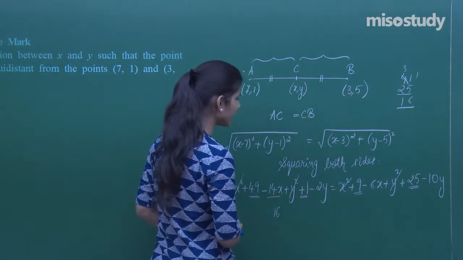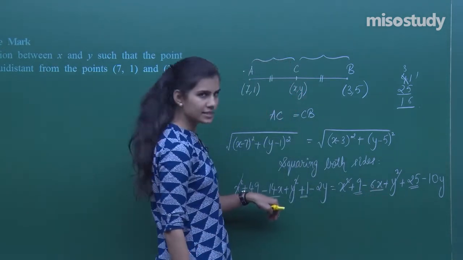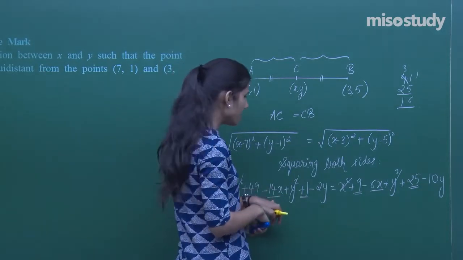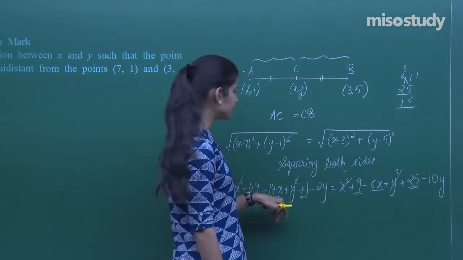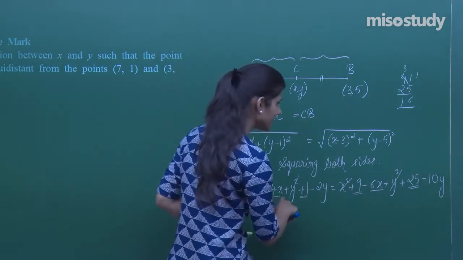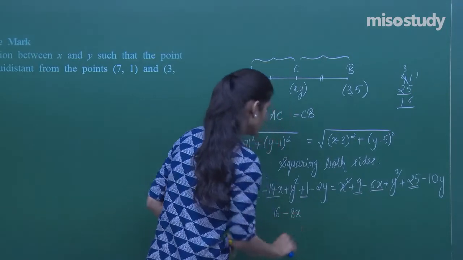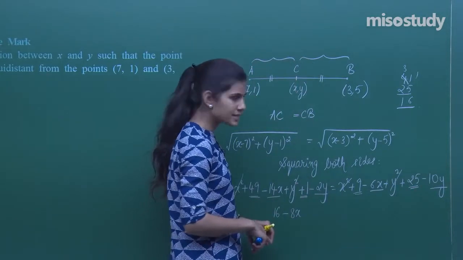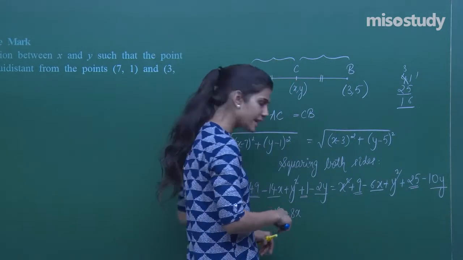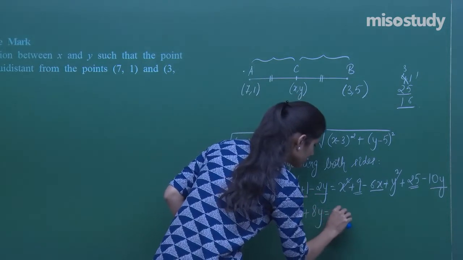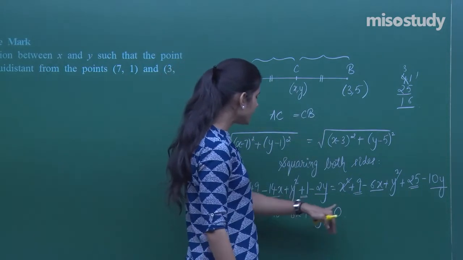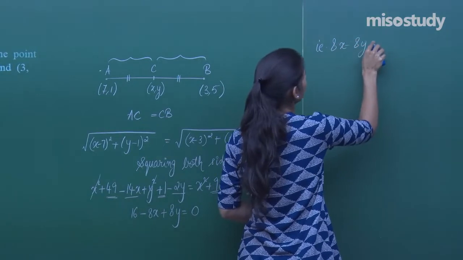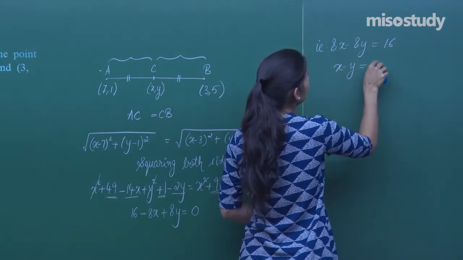Then you have minus 14x plus 6x. Everything we are going to bring on the left hand side. 6x is going to come over here, so minus 14 plus 6 is minus 8, you get minus 8x. Then you have minus 2y, and minus 10y is going to come over here and become plus 10y. So minus 2y plus 10y is 8y, so you have 8x minus 8y equals 16, or I can say x minus y equals 2.